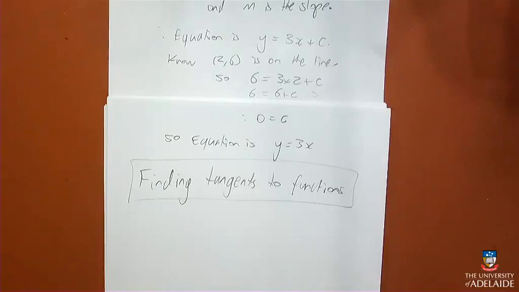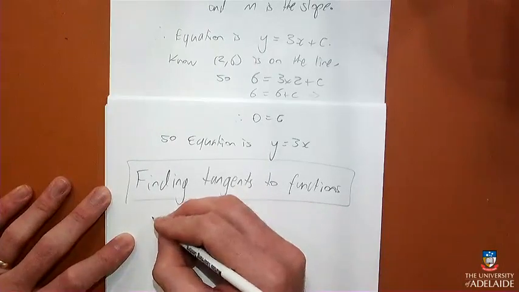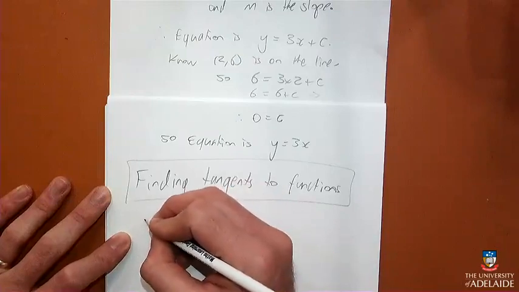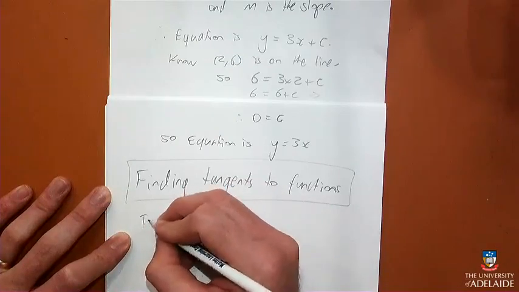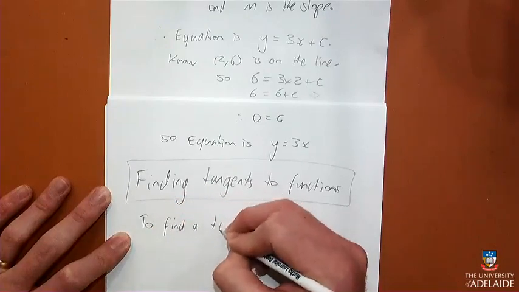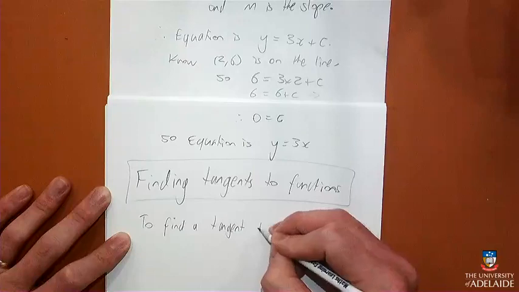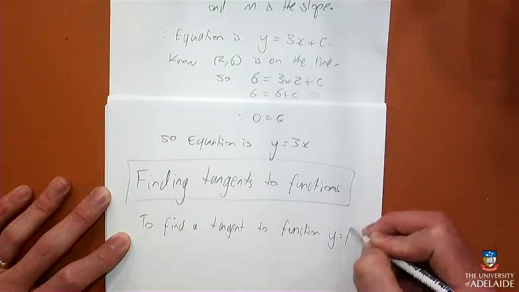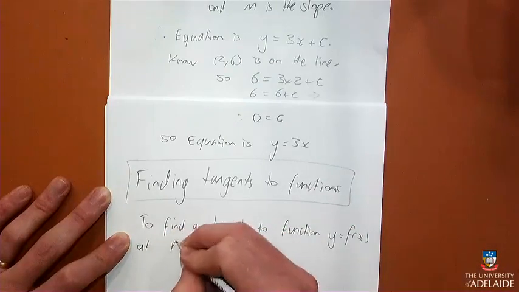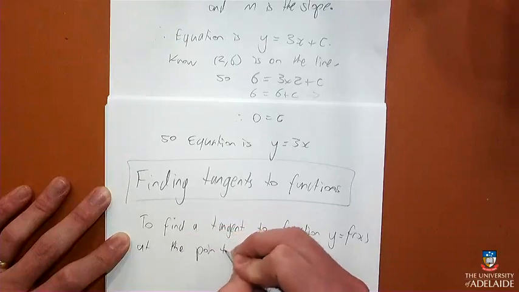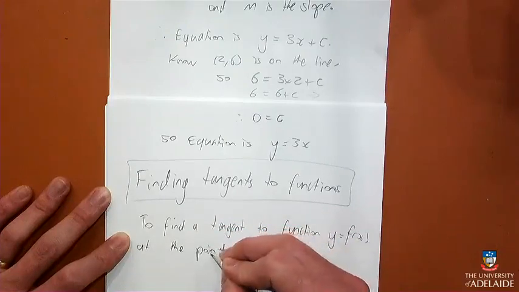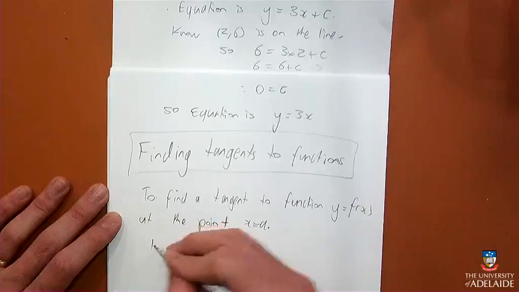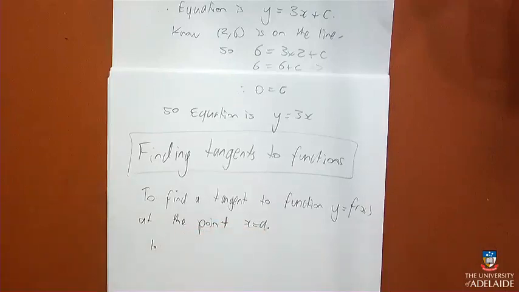So that's sort of the method that is going to be useful, and you don't necessarily need to do it all in this order, but it's what we're going to do. So, the slope. To find a tangent to a function y equals f of x at the point x equals a, first we're going to need a slope and a point that it passes through.